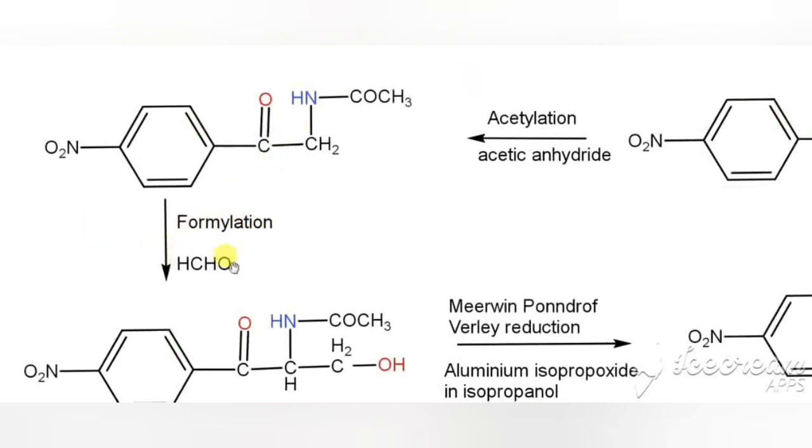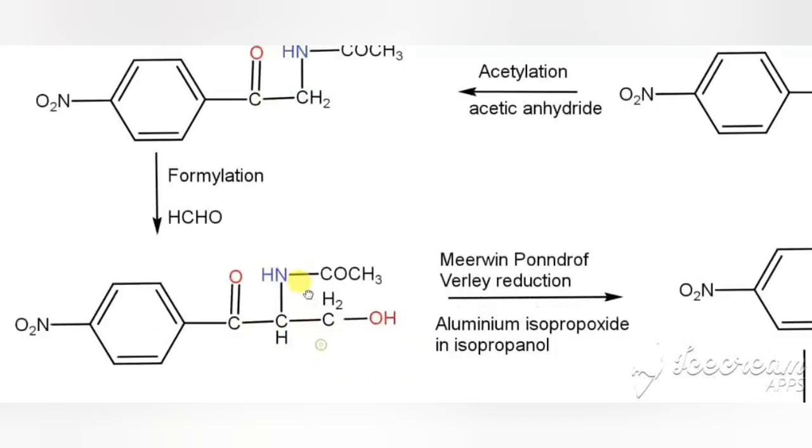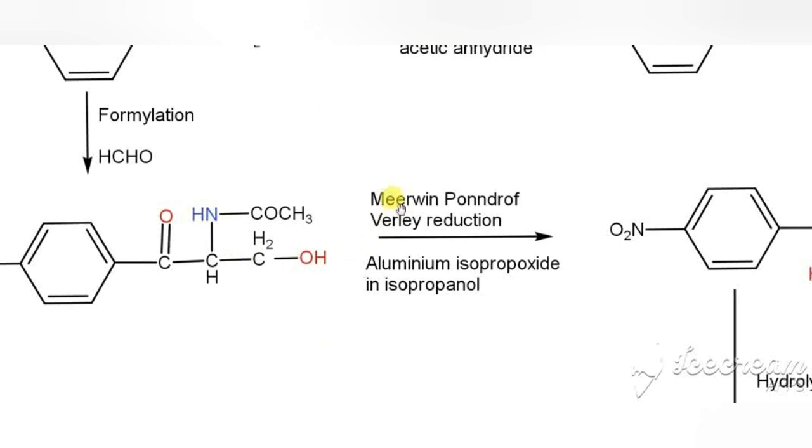Now we are going for formylation by means of formaldehyde. What is meant by formylation? Addition of a formyl group can be called formylation. Here we have CH2, from that one H should be taken. So the CH2O combines with this H, that's why it is converted to CH2OH, and that is attached with the same carbon. So with this carbon CH2OH is added, that is called formylation.